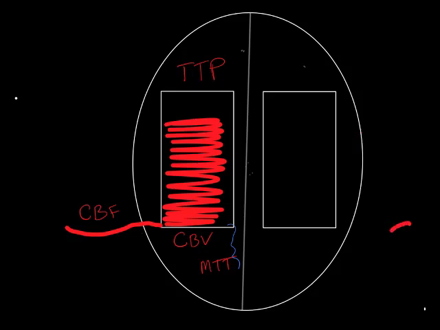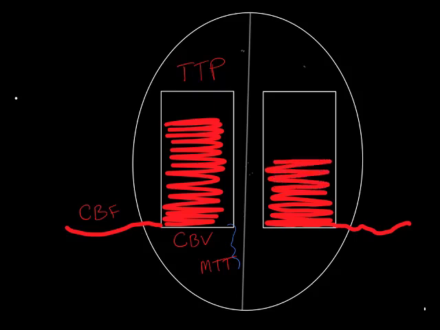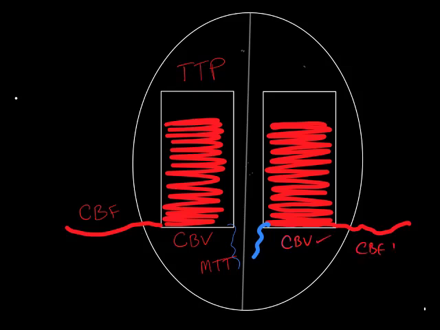Now let's have the area of tissue fill, and it's going to fill slowly. So CBF is low, but even though cerebral blood flow is low, it's going to fill up to the normal volume. So here it took a long time to fill, but it did fill normally. So cerebral blood volume was normal. Cerebral blood flow, we said, was low. The time to peak took a long time to get to that peak, so that was elevated.